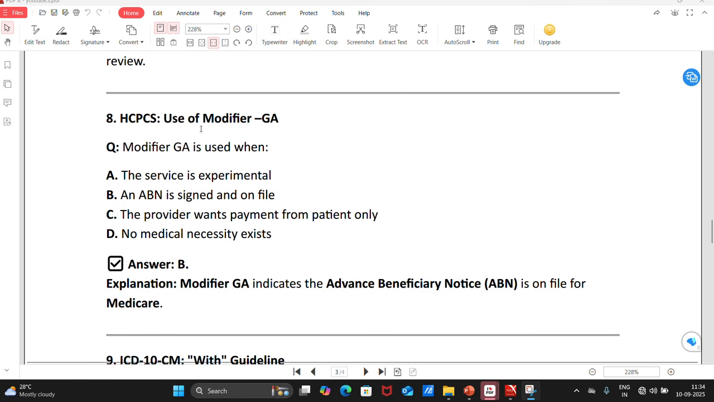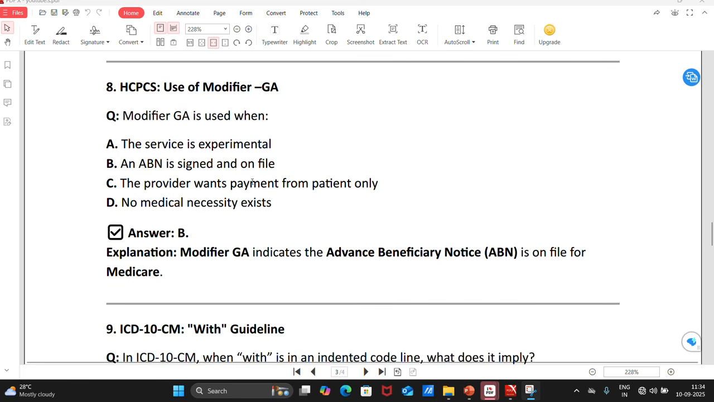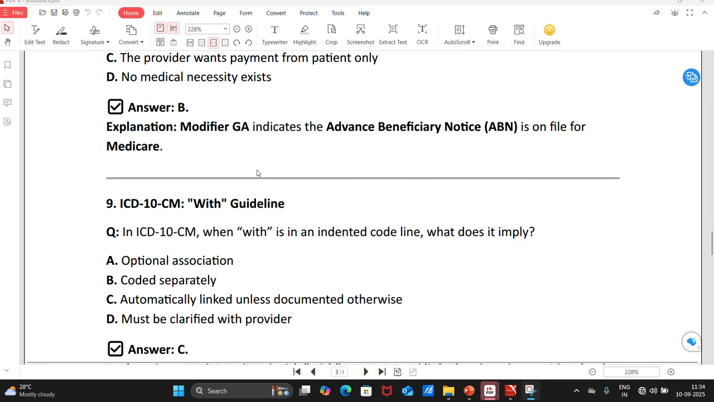Number 8 is HCPCS, the use of modifier GA. GA is used for when the services are expected to be denied. Option B, ABN is signed and on file. Option C, the provider wants payment for patient only. Option D, no medical necessity exists. So the right answer is ABN is signed and on file. Okay, it's an important one. Just go through this. The full form of ABN is Advance Beneficiary Notice. Okay, it's for Medicare procedures.